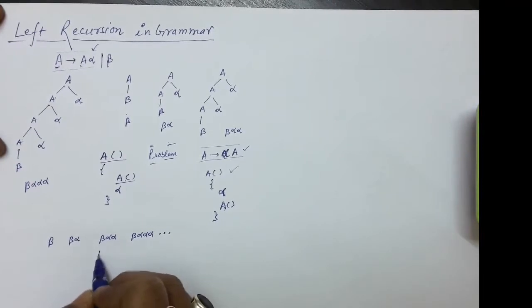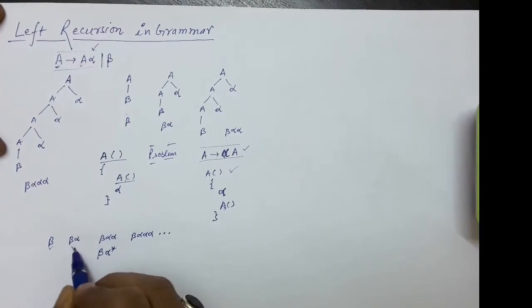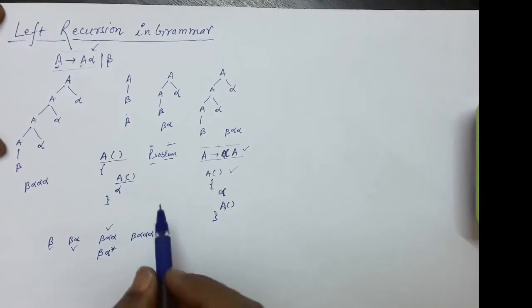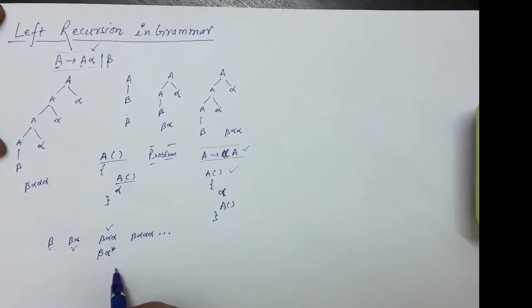So you can say that the strings which are being produced by this are of the kind beta alpha star. Okay, alpha can take epsilon, then this string is produced. If there is a single alpha, this string is produced. If there are two alpha, this string is produced, and so on and so forth. So the string being generated by this kind of grammar is beta alpha star. Okay, so let us try to convert this production of A produces A alpha type to A produces beta A dash, where A dash produces alpha star.